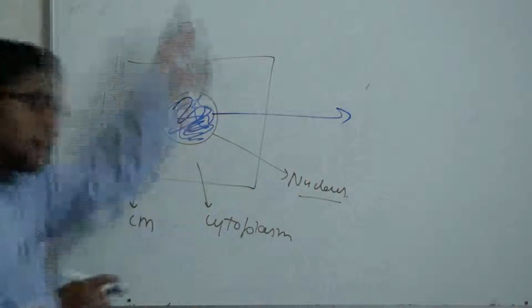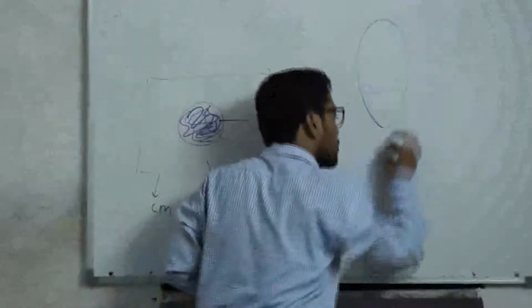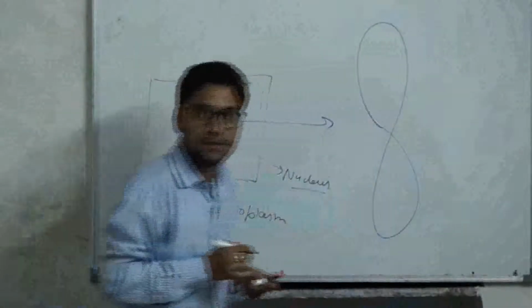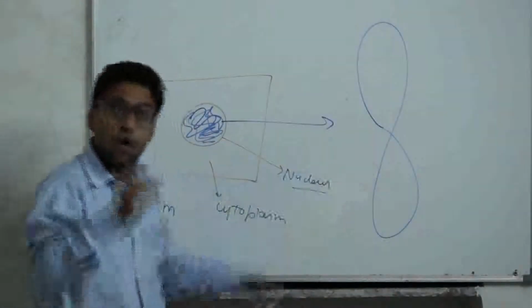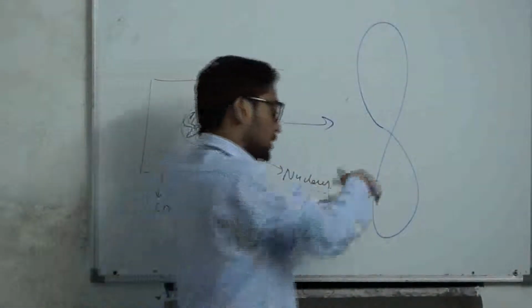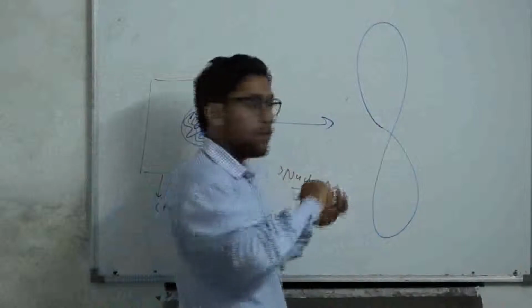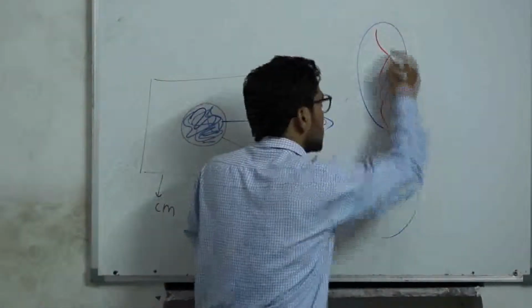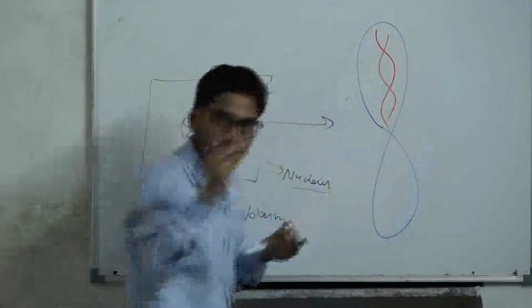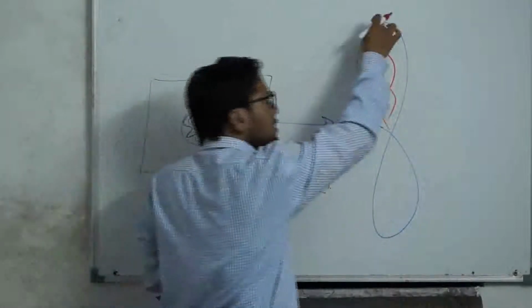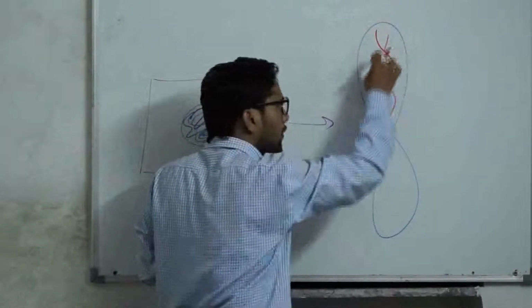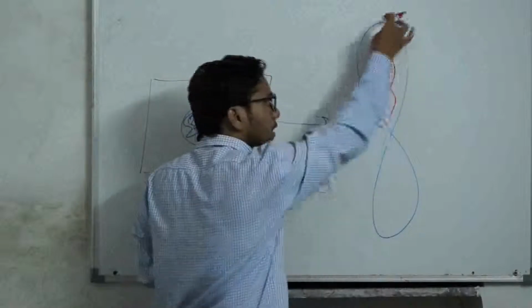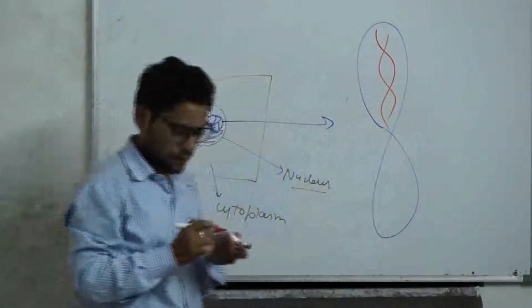At the time of cell division, this chromatin material condenses to form what? Chromosomes, students. And this chromosome also contains what? DNA. I am making the diagram of DNA. Look students, this is DNA. As you can all see, this is the double stranded model of DNA. One strand and it is second strand.